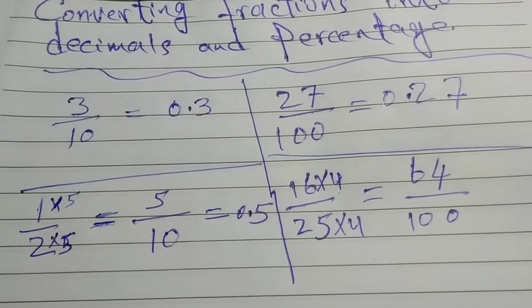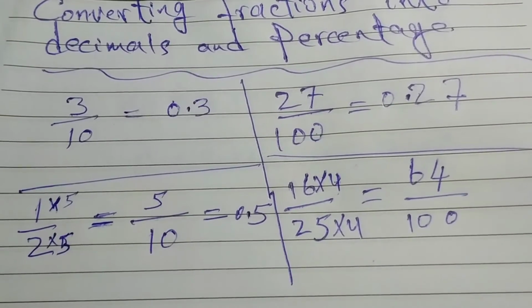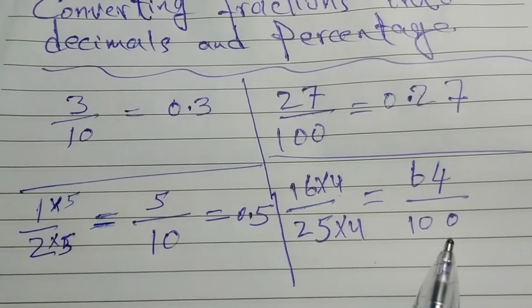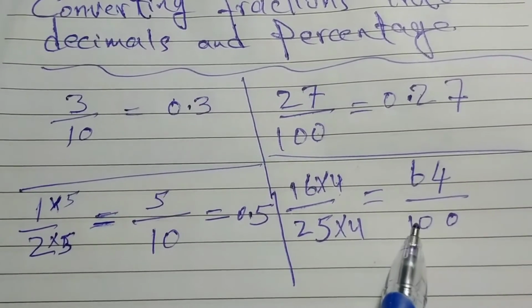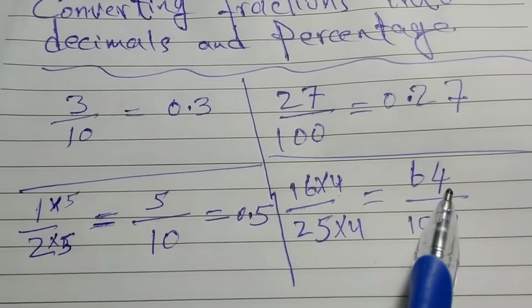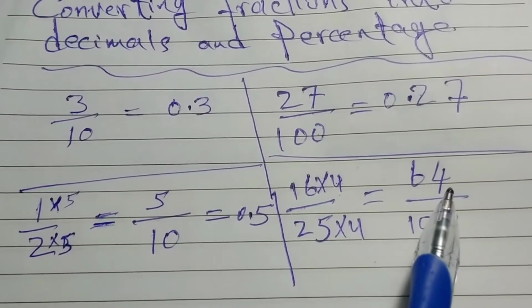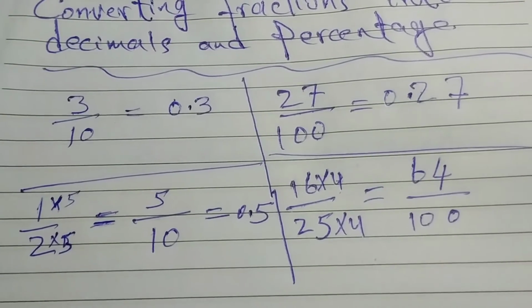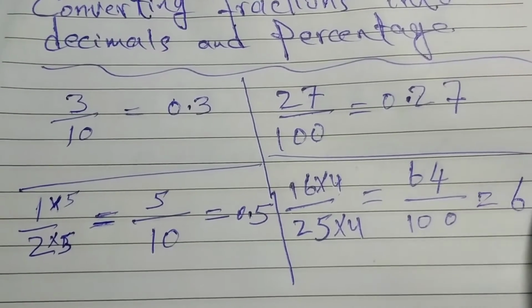2 extra. 4 times 2, 8 plus 2, 10. So now the denominator is 100. If the denominator is 100, with 1 we have 2 zeros. So in the numerator we will put the point after 2 digits from the right side. Let me write the numerator 64.